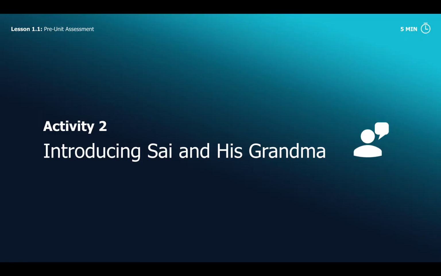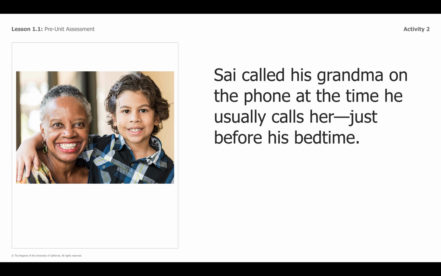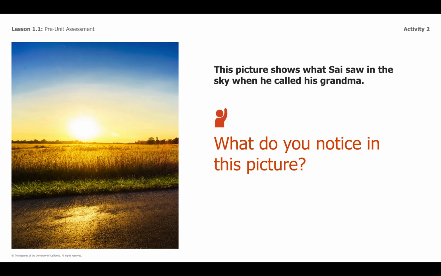So we're going to take a look at this boy and his grandma. This is Cy, and that's his grandma that he's sitting with. And Cy lives in a place near us. We're here in New York City, and Cy needs our help to figure out a problem. He called his grandma on the phone, and the time he usually calls her is right before his bedtime. And this picture shows what Cy saw in the sky when he called his grandma. So, what do you notice in this picture? Please pause to discuss what you notice, paying particular attention to the sky.